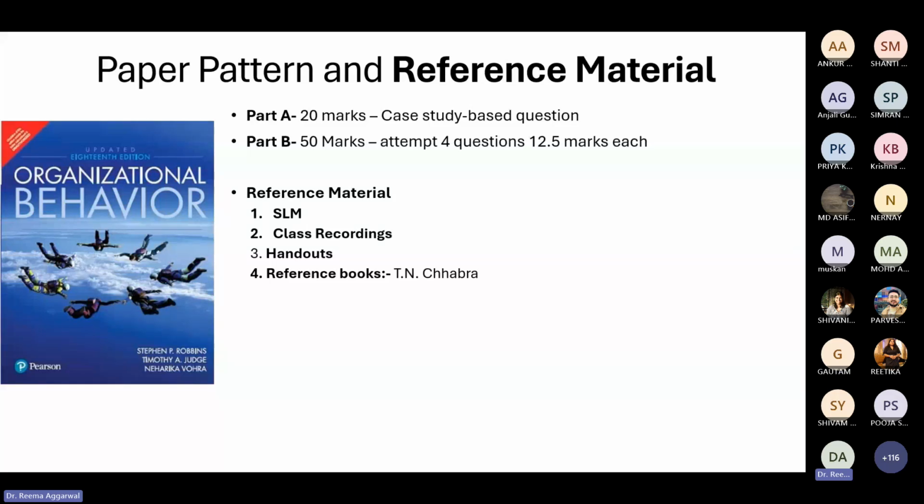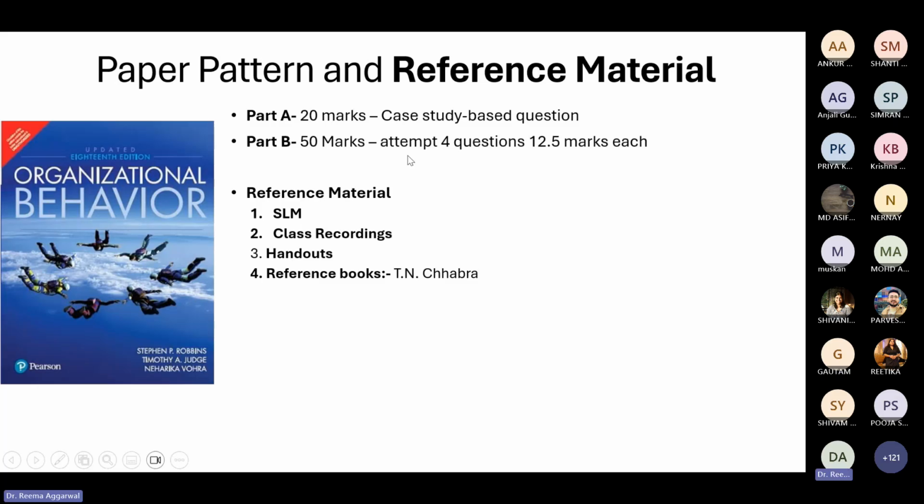I will be suggesting 2 reference books. One is Organizational Behavior by Stephen Robbins. I have already given you the front page. This book includes a lot of case studies. You will find too many case studies in this book, and it is a good read. It is good for learning also. Then in case you feel that it is a little heavy or difficult to read, the second book I will suggest, which is a little lighter in tone, is by T.N. Chhabra, Organizational Behavior, right?